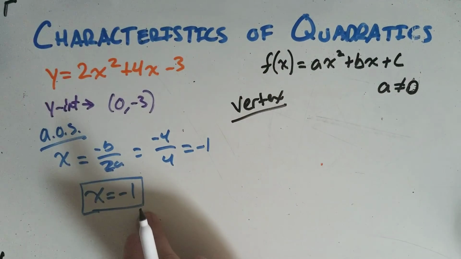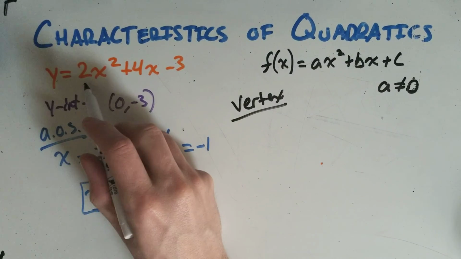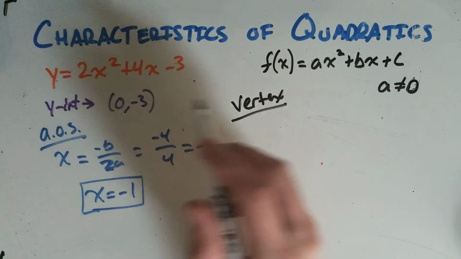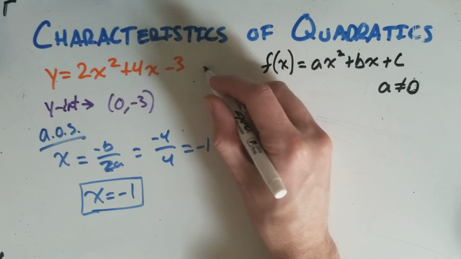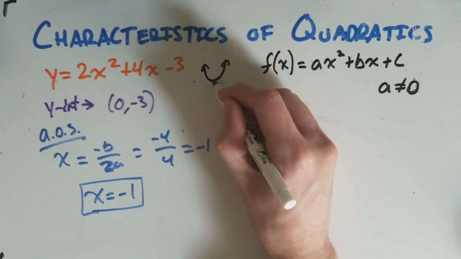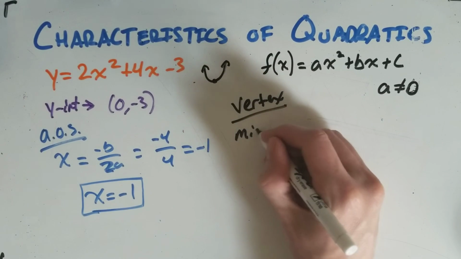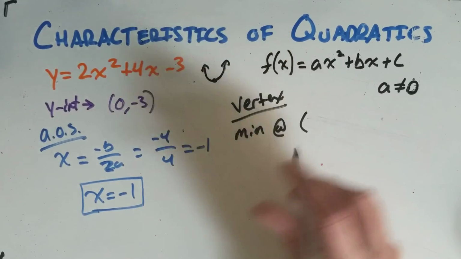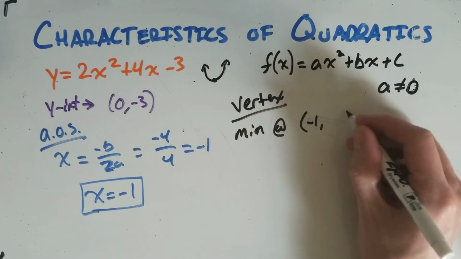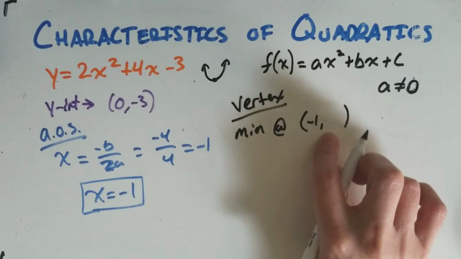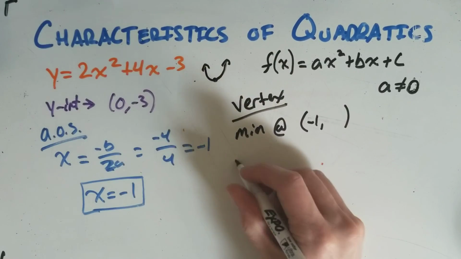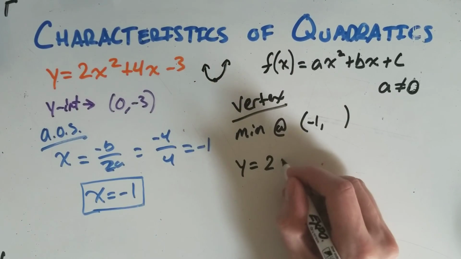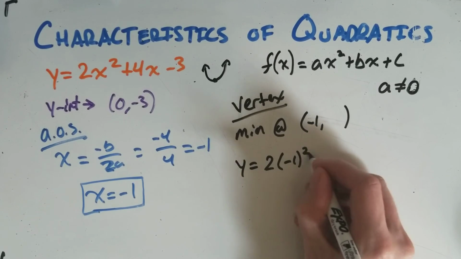So we're going to use this to find the vertex, but first, let's look at the a. The a is positive, so that means we're going to open upward, which means we're going to have a minimum value. So we're going to have a min at, and we know it's going to have the same x as the axis of symmetry. We need to find the y, and how we do that is we go to our function, y equals 2, and we're just going to put negative 1 in for x.